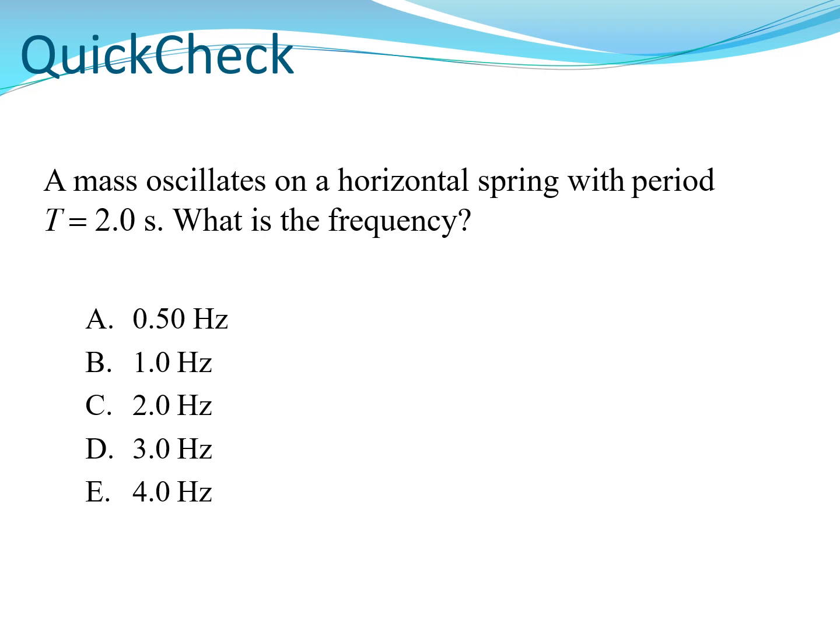Now a quick check of what we have learned till now. If I am asking you a question on what is the frequency when a mass oscillates on a horizontal spring with period T equal to 2 seconds, we should be immediately able to say that the frequency is inversely proportional to T, so f is equal to 1 by T. So the answer should be 0.5 Hertz.